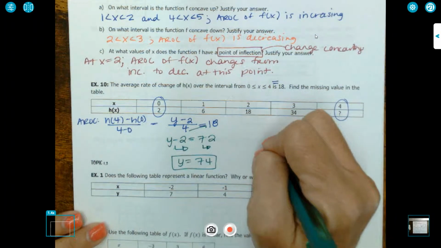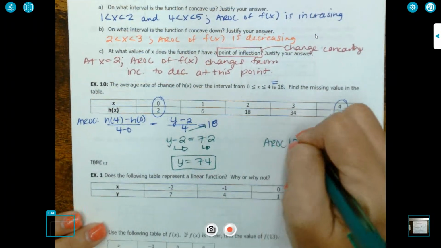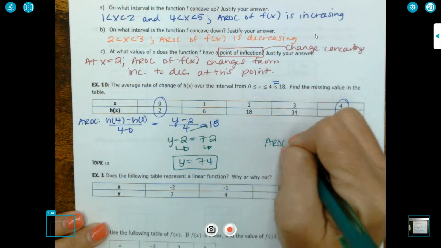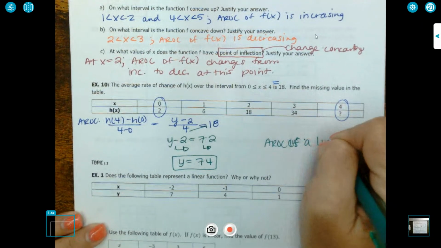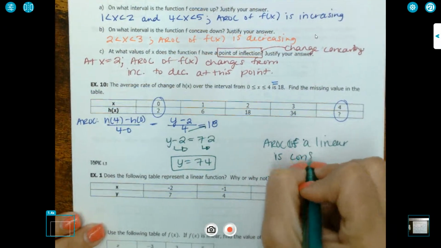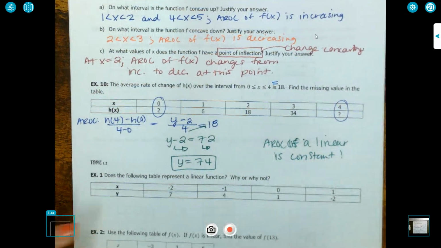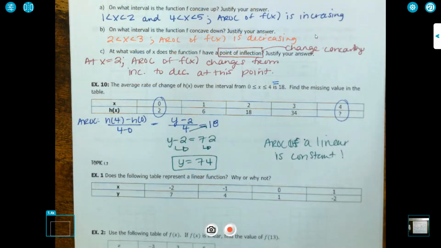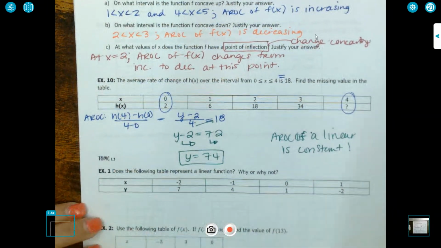Also, just a reminder, AROC of a linear function is constant. Okay? All right, so again, we'll pick up starting with 1.3 in a separate video.